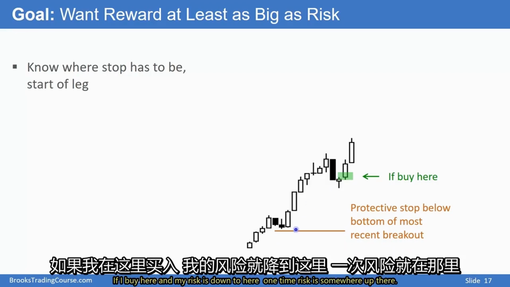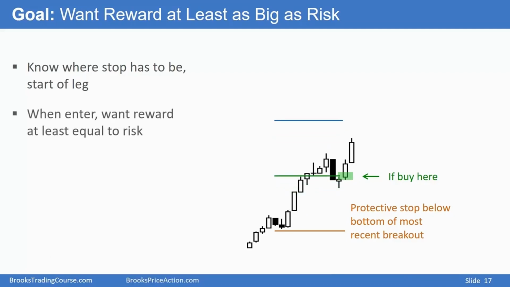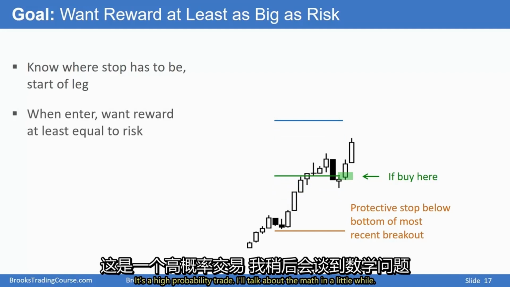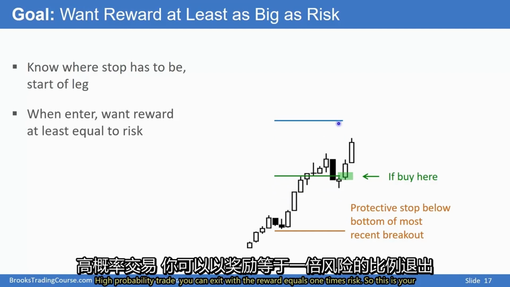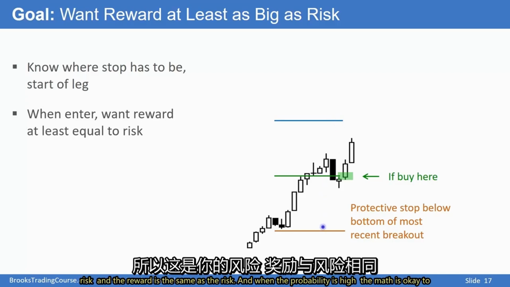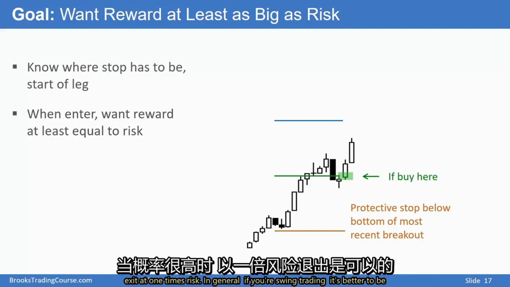If I buy here and my risk is down to here, 1 time risk is somewhere up there. It's a high probability trade. I'll talk about the math in a little while. High probability trade, you can exit with a reward equals 1 times risk. So this is your risk, and the reward is the same as the risk. And when the probability is high, the math is okay to exit at 1 times risk.